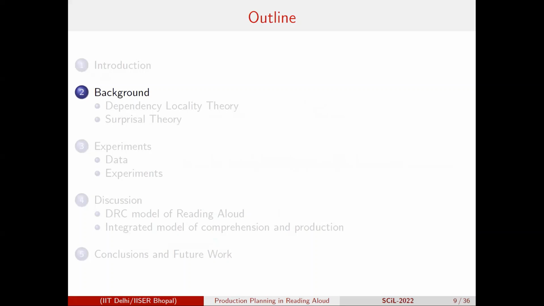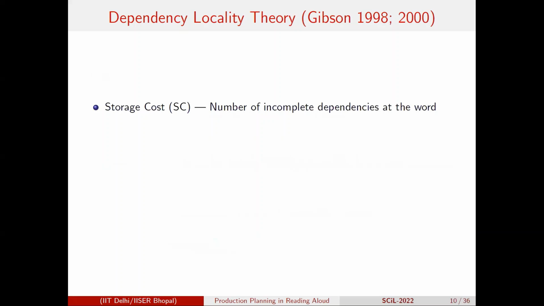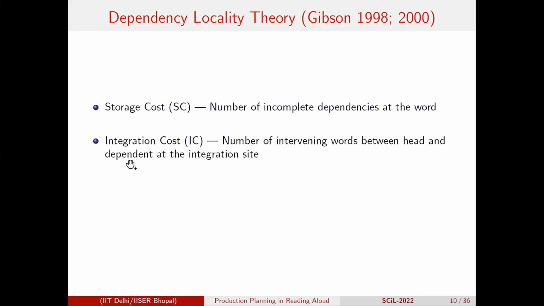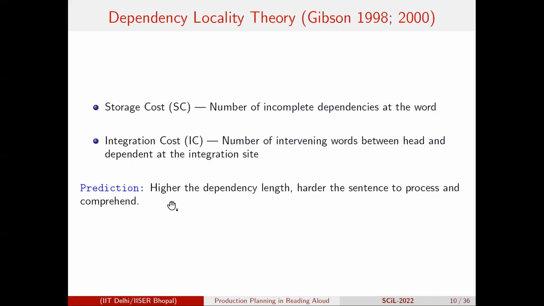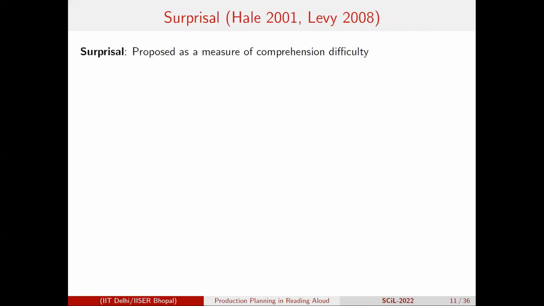So now I'll briefly discuss the two influential cognitive theories to support our existing research questions. The first one is dependency locality theory, which is a theory of sentence comprehension, and it proposes two processing costs. The first one is storage cost, and the second one is integration cost, based on the limited working memory constraint with humans. And the argument is that the higher the storage cost and integration cost, the harder the sentence is to process and comprehend. And that's what is also reflected in the reading time.